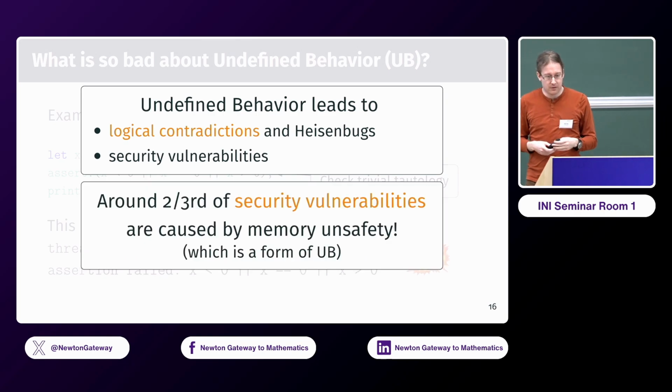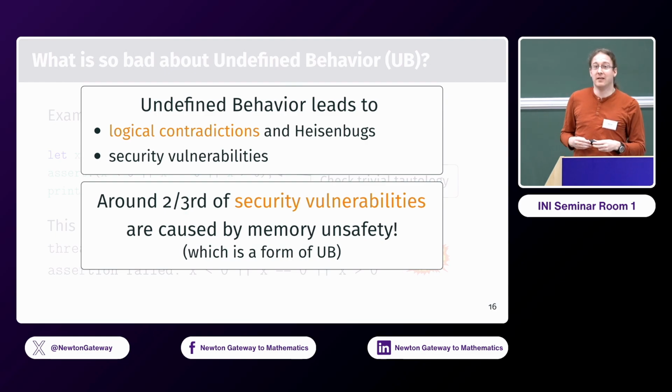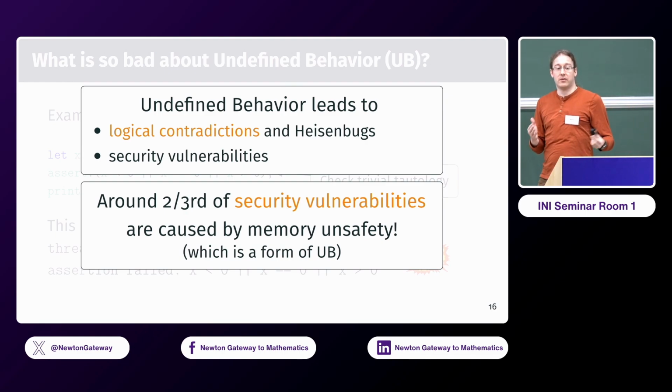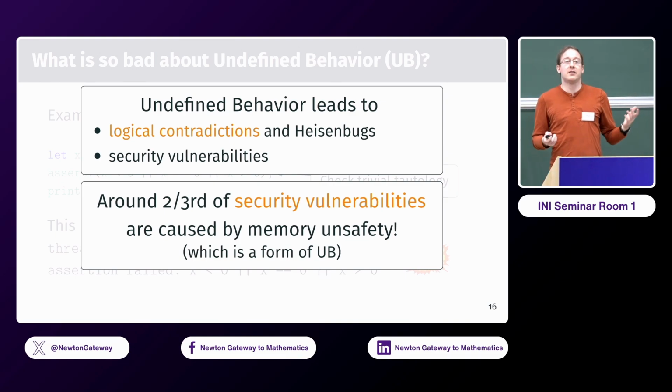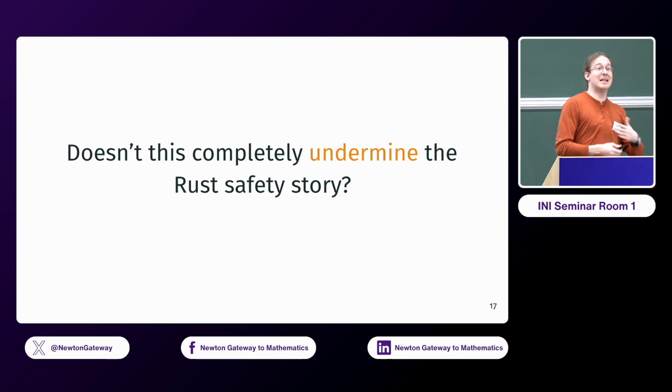So as we've already heard, we can still cite this number. Around 2/3 of the security vulnerabilities are caused by memory safety, which means about 2/3 of security vulnerabilities are caused by undefined behavior. So UB is a big problem, and it may now seem, given that unsafe Rust has this risk of having UB, that the presence of unsafe Rust completely undermines Rust's safety story.